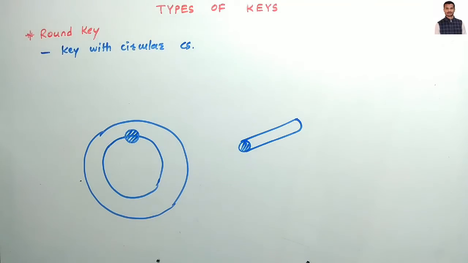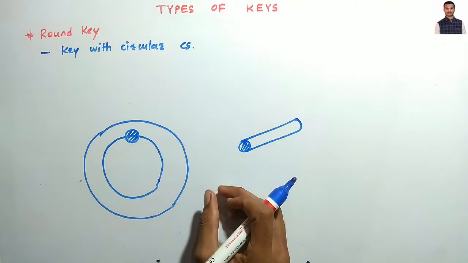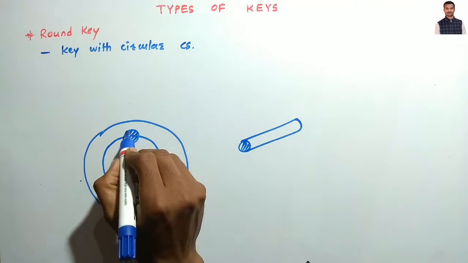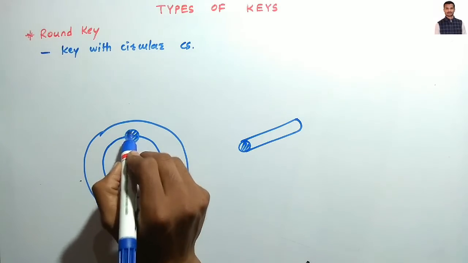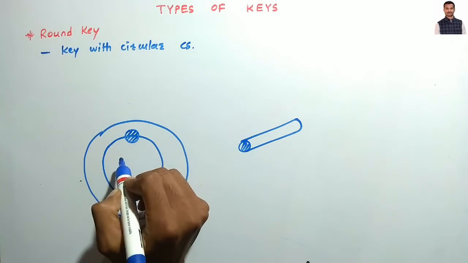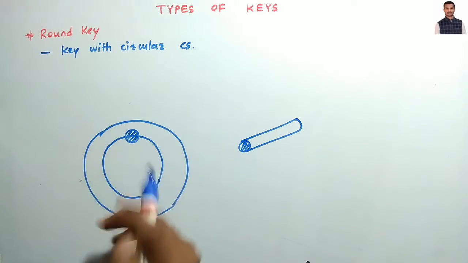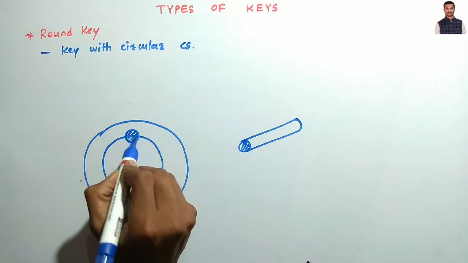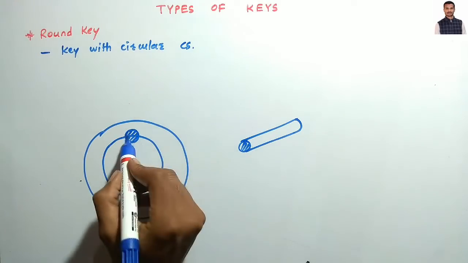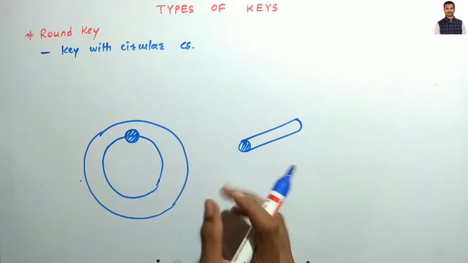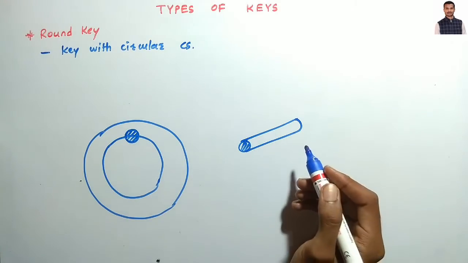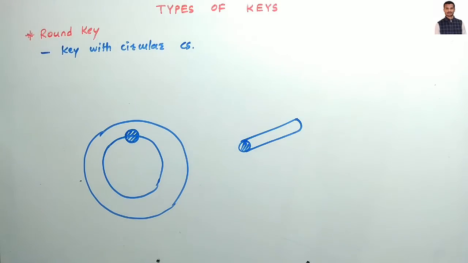Now this is used for low power transmission, and it is very simple to machine a keyway. After mating of the two parts, you can drill a hole here and easily insert a key inside the keyway. So this is the main advantage of the round key, and it is used in low power transmission applications.